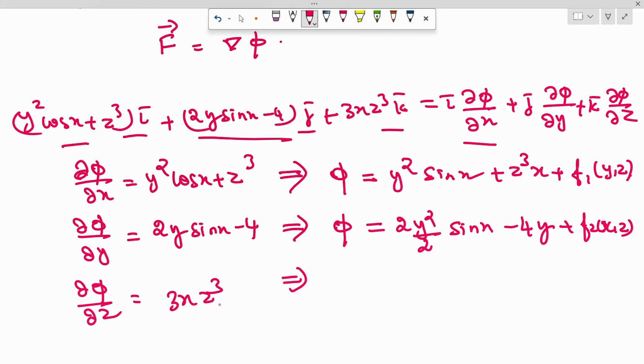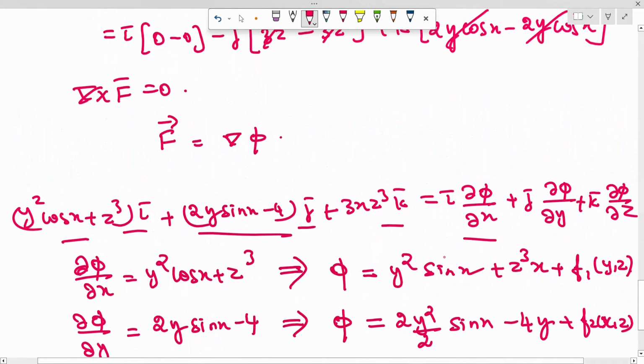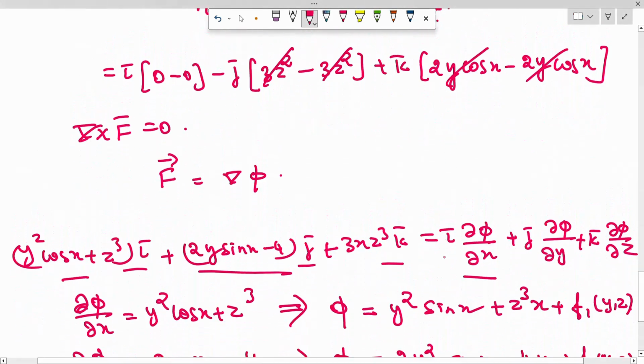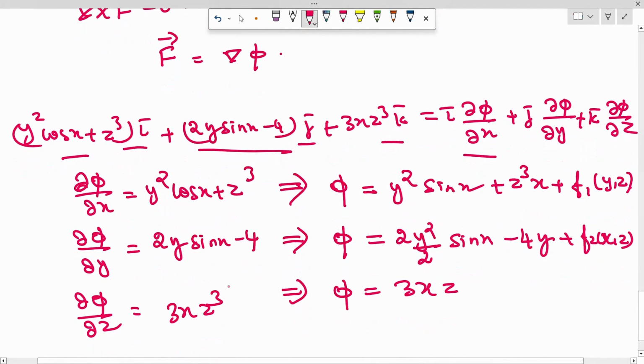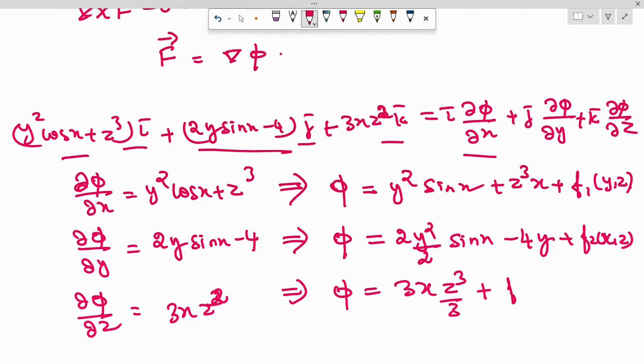Now integrate with respect to z, we'll get phi in the left hand side. In the right hand side, 3x into z cube. Here z square, not z cube. This one is z square. Integral gives 3x z cube by 3, plus f3 of x comma y.